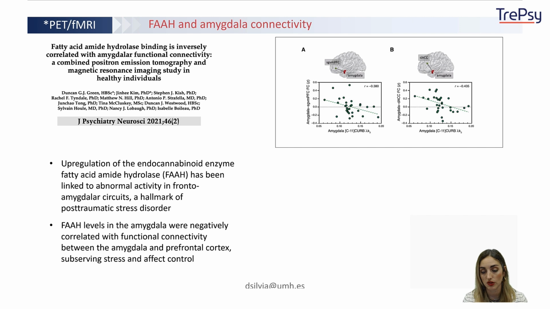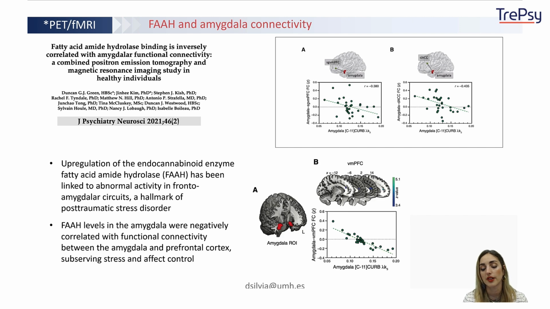interest connectivity region of interest, but they also used seed-box analysis, in which only the starting seed for the connectivity is chosen, and then the time series is compared with every other box in the brain. This is a more unbiased estimation, and they confirmed the same correlation between the connectivity with the prefrontal cortex, areas subserved with stress and affect control.